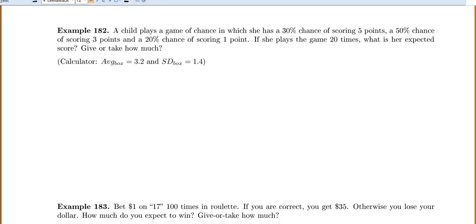Example 182. A child plays a game in which she has a 30% chance of scoring 5 points, a 50% chance of scoring 3 points, and a 20% chance of scoring 1 point. If she plays the game 20 times, what is her expected score, give or take how much? Once again, I did tell you the average and standard deviation of the box, so you don't technically have to write down the box model, but we're going to because this is good practice.